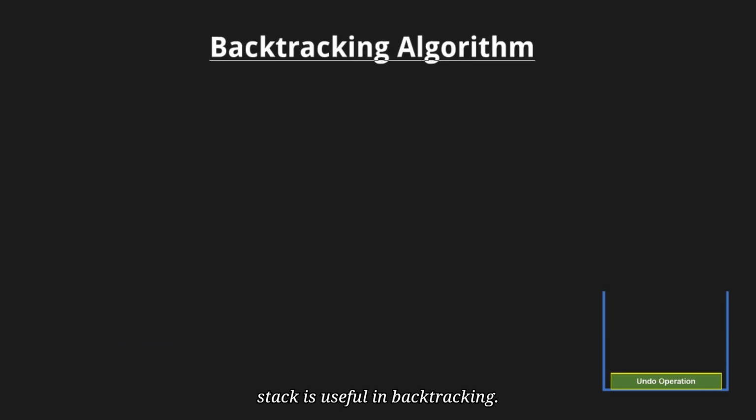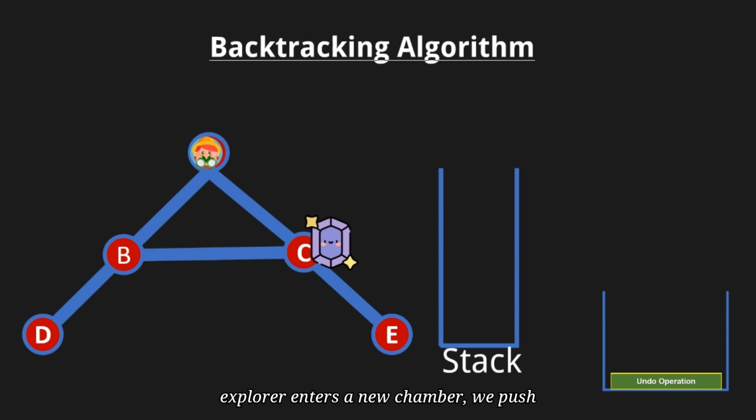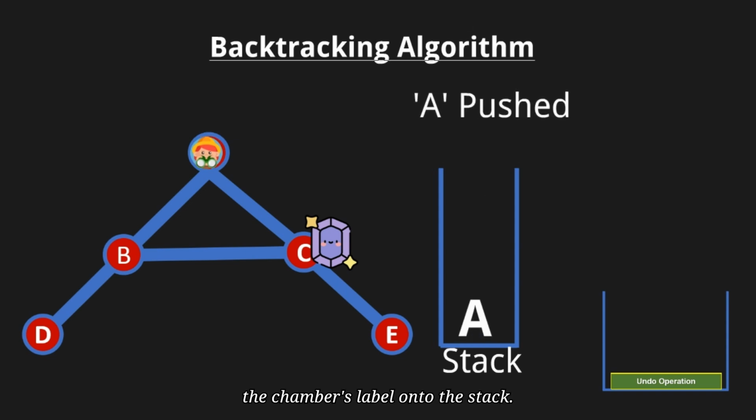Let's see how a stack is useful in backtracking. Imagine there is a maze with different chambers connected by paths. Our explorer wants to find a gem hidden inside one of these chambers. As the explorer enters a new chamber, we push the chamber's label onto the stack.